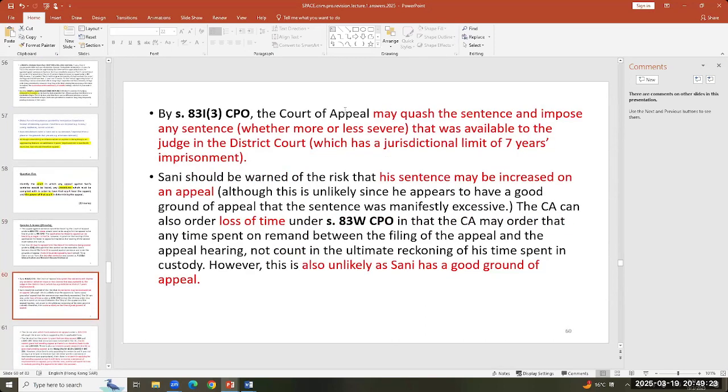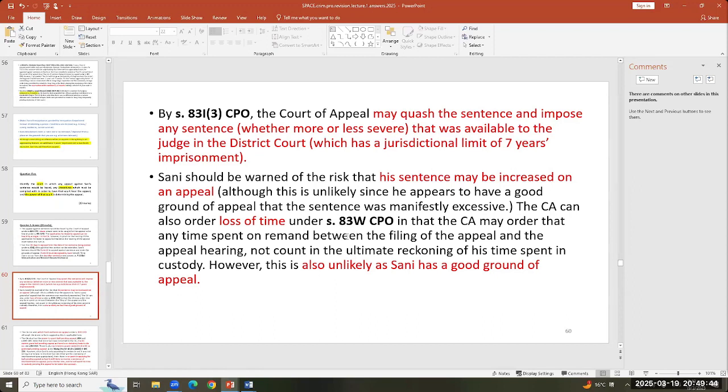Powers of the Court on Appeal: quash the sentence and impose any sentence available within the jurisdiction of the district court. Warn Sani of the risk his sentence could be increased on appeal, but that's unlikely because we've already said his sentence is manifestly excessive. Warn him if the appeal is without merit, he could suffer a loss of time.